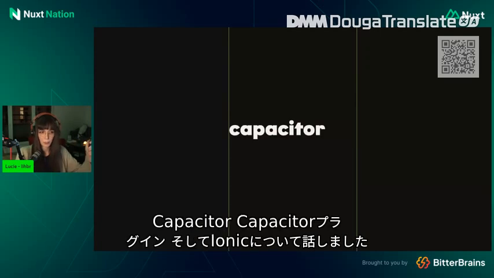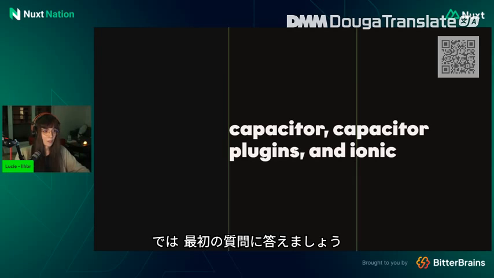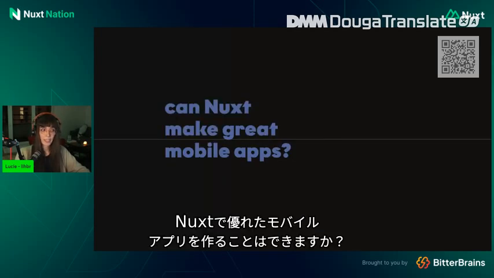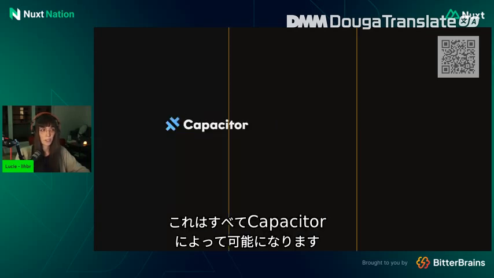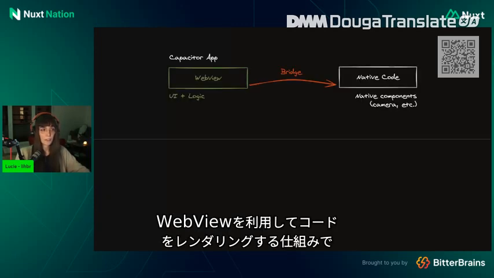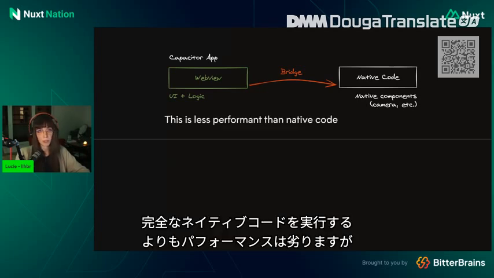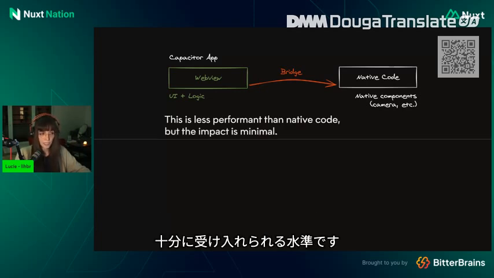So, all right, that was quite a lot of things we discussed. We talked about Capacitor, plugins, and Ionic. So let's answer the question from the start. Can Nuxt make great mobile apps? Well, yes, absolutely. It's all made possible by Capacitor. It's a native runtime for building web-native apps for Android, iOS, and more. It works by leveraging a web view to render our code, and we admitted that this is less performant than running fully native code, but with the performance our phones have nowadays, this is more than acceptable.